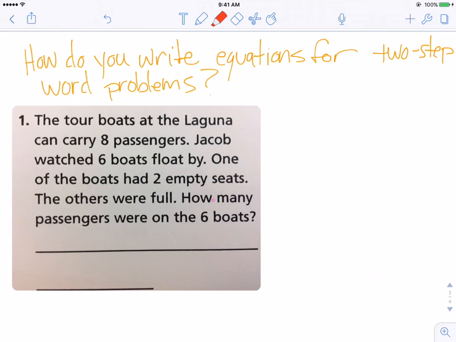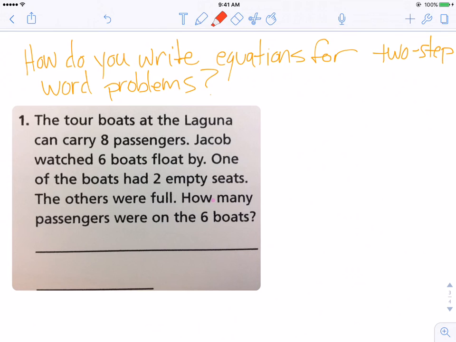The tour boats at the Laguna can carry 8 passengers. Jacob watched 6 boats float by. One of the boats had 2 empty seats. The others were full. How many passengers were on the 6 boats? So we've been working on writing two-step equations for these.